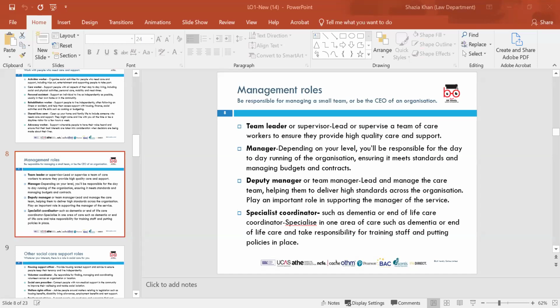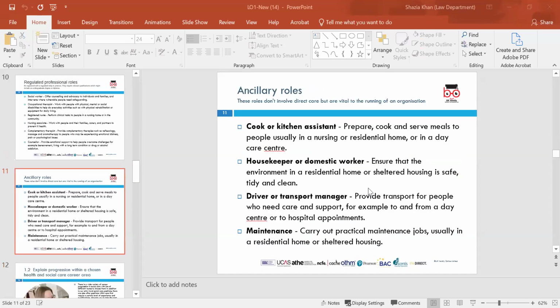You then have a manager. What is the main element of a manager? What do you think a manager tends to do or has to do? Doris, what do you think a manager does within the health and social care profession? Ole, what do you think a manager does?